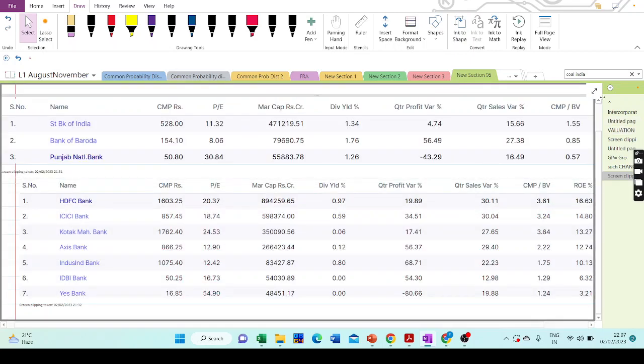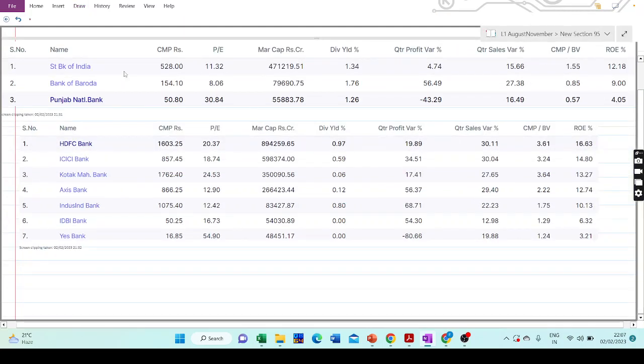Okay, guys, now look at this chart here. In the first row, we have the financials and the fundamentals of State Bank. Second row, Bank of Baroda. Third row, Punjab National Bank. Guys, look at the ROE of Punjab National Bank. How much is its ROE? 4%. And what is its price to book value? 0.57.